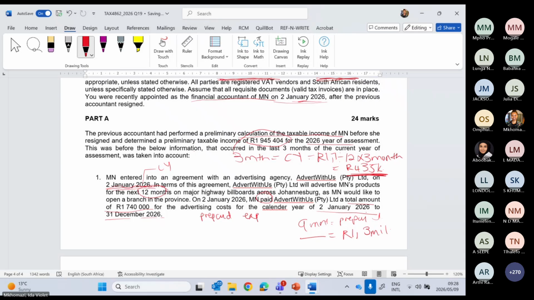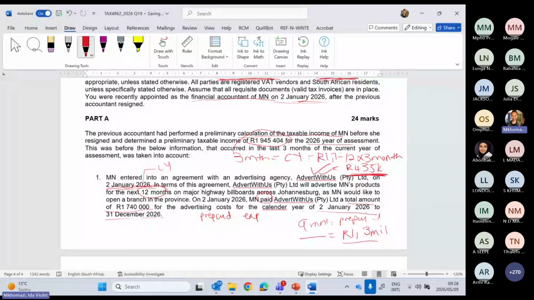So since we know that this 435,000 was incurred in the current year of assessment, we don't have any issues with this one. You can get your deduction for that 435, right? So you bring it into your taxable income calculation. Now we need to determine whether we can get a deduction for the 1.3.